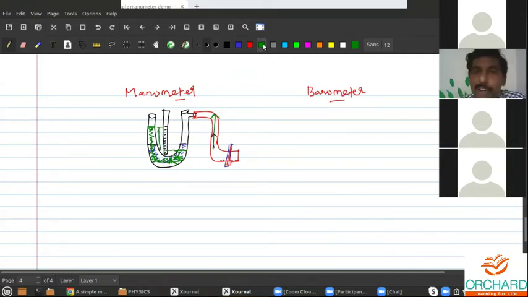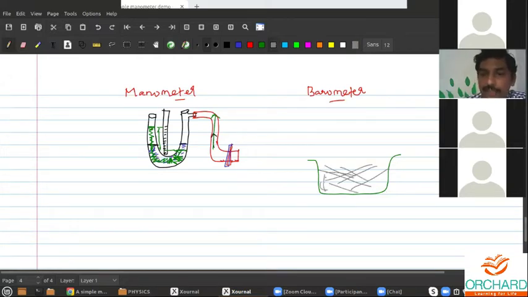And a barometer is nothing but a mercury trough. You have a container, and you have some mercury, which is a liquid metal. Just a minute, I will make this clear here. Then you have to put a glass tube there.